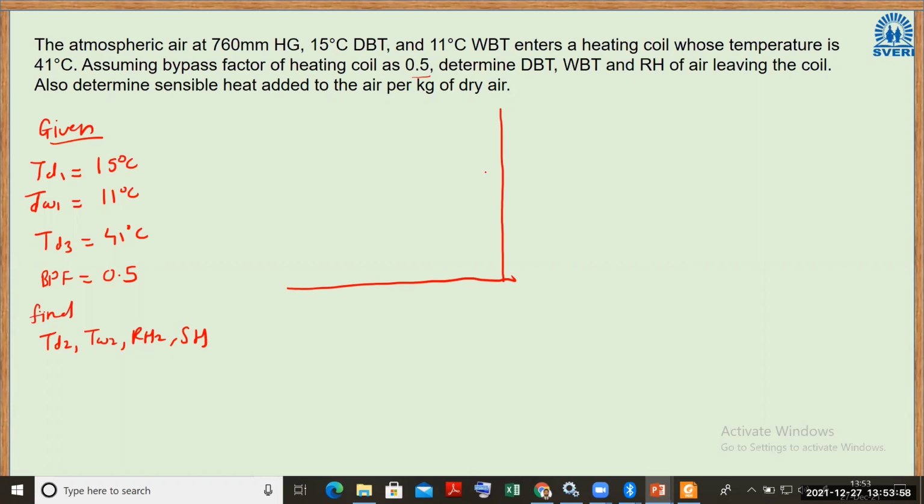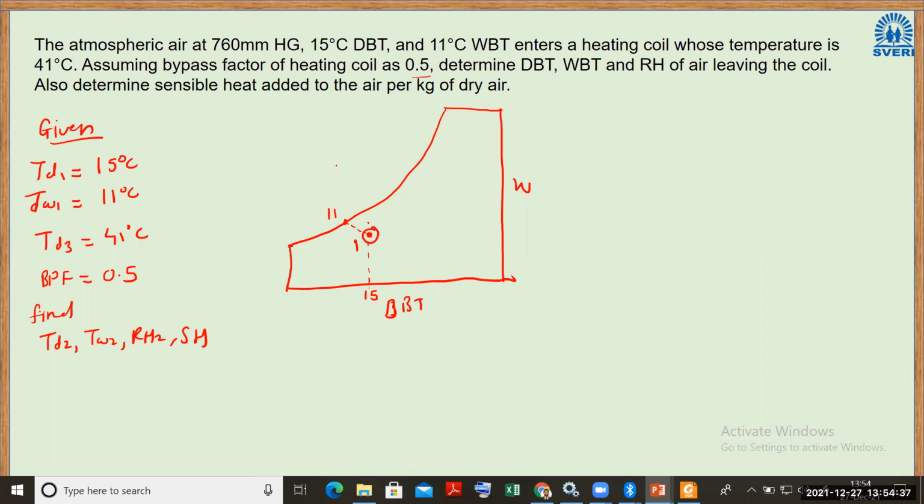So this is a psychrometric chart. Whenever you solve a numerical, represent it with the psychrometric diagram. Here it will be DBT, and here the specific humidity. Now, point 1 is 15 degrees Celsius DBT and 11 degrees Celsius WBT. Somewhere here we will have 15 degrees Celsius DBT, a straight line. Somewhere here we will have 11 degrees Celsius WBT, a constant WBT line. Wherever these two lines cross, I will get point 1.